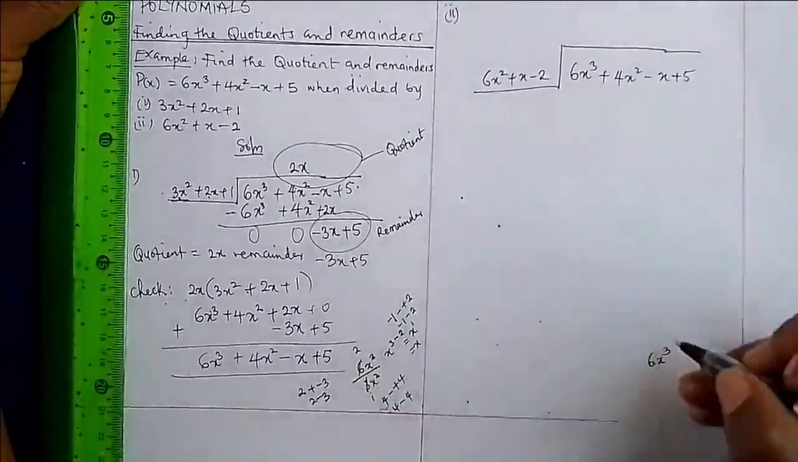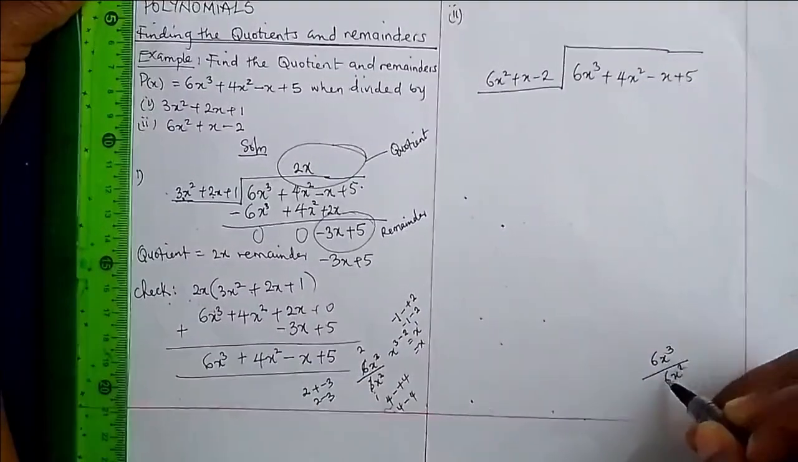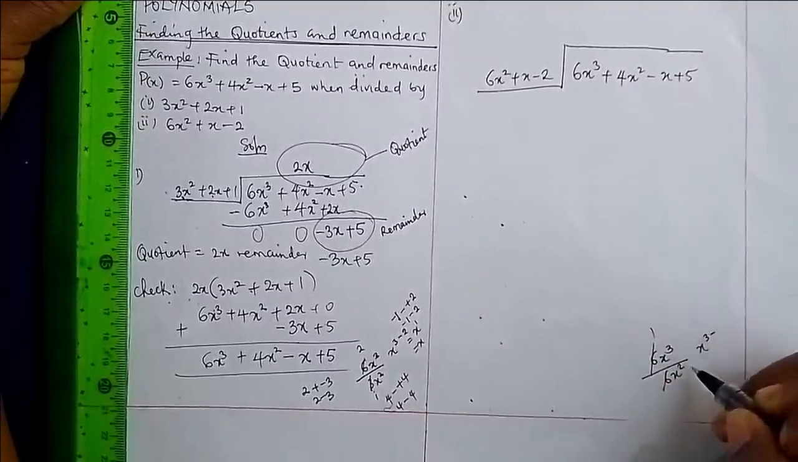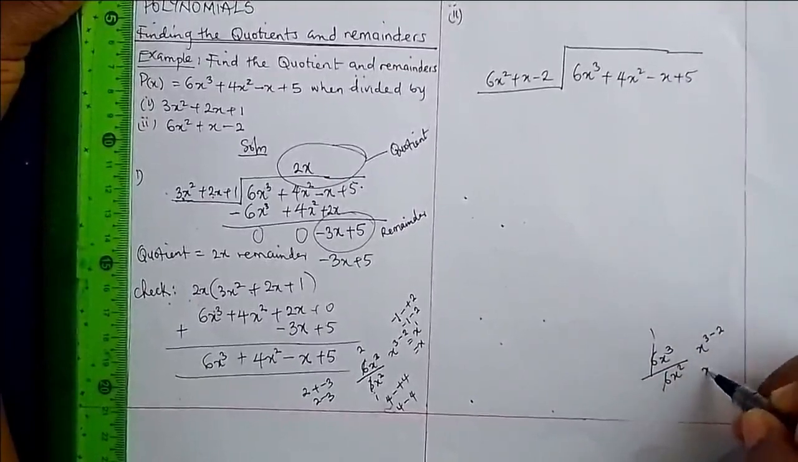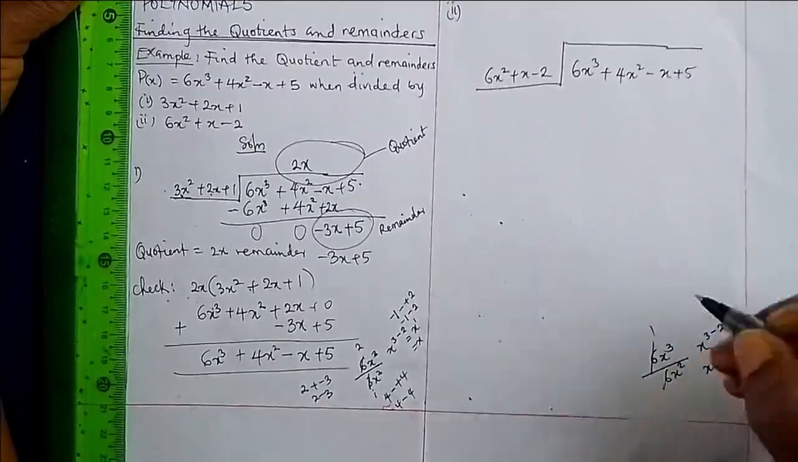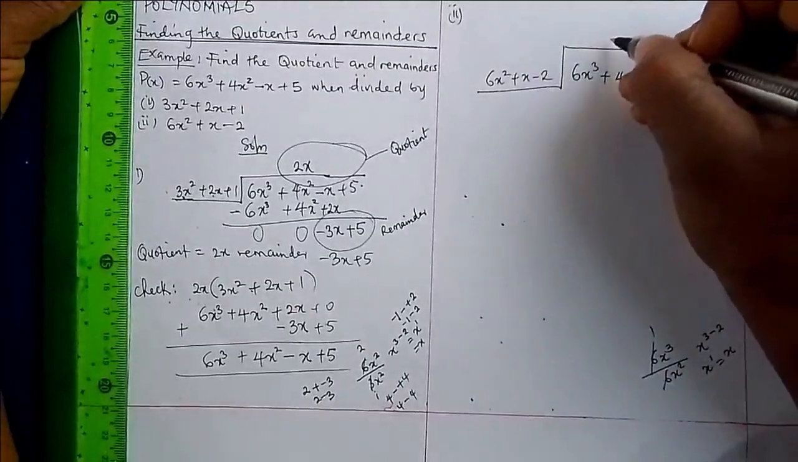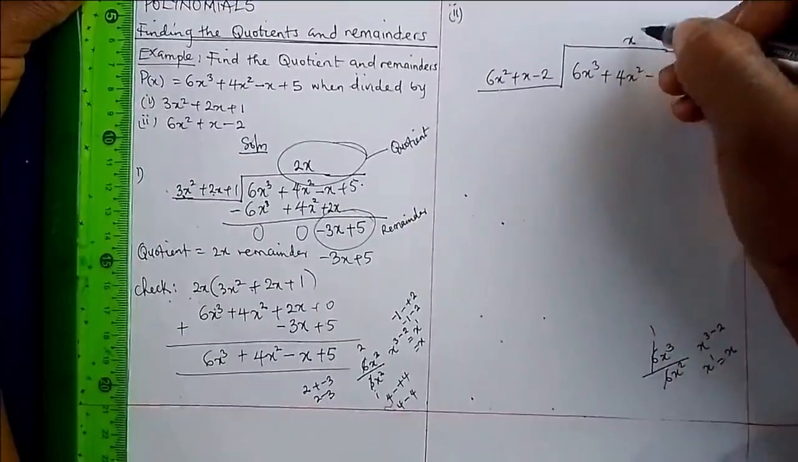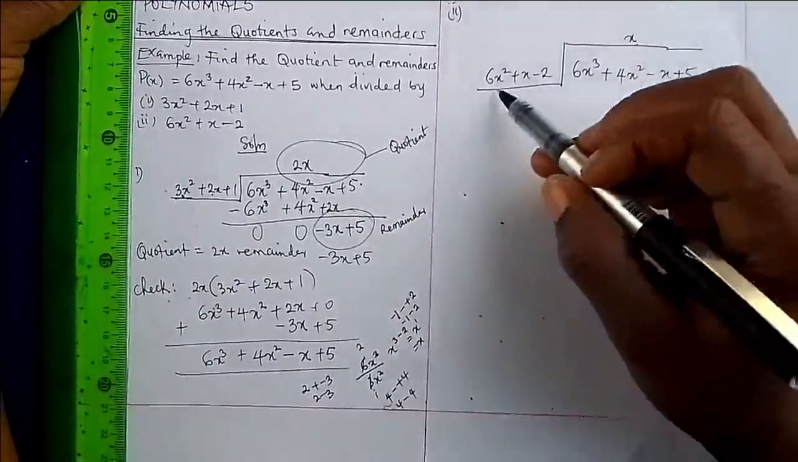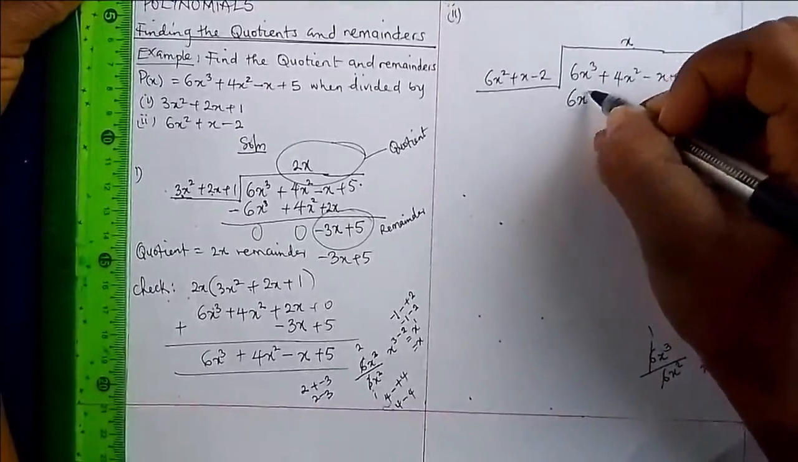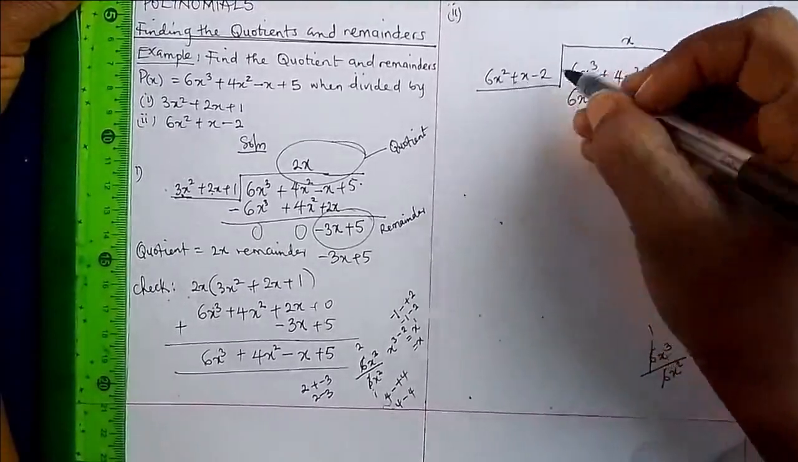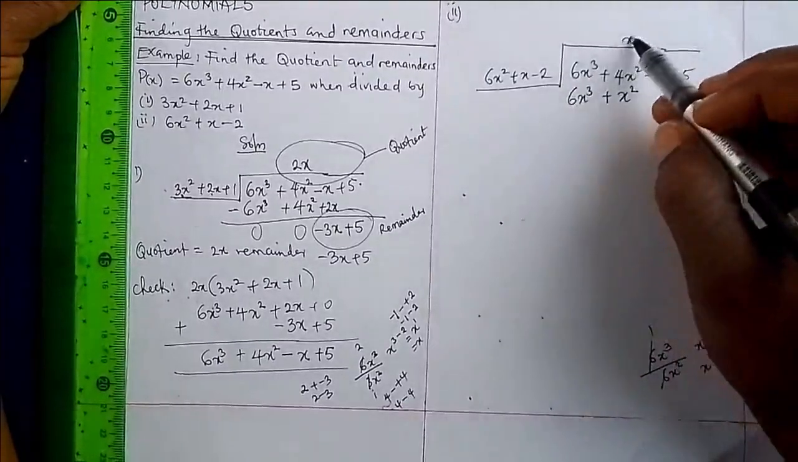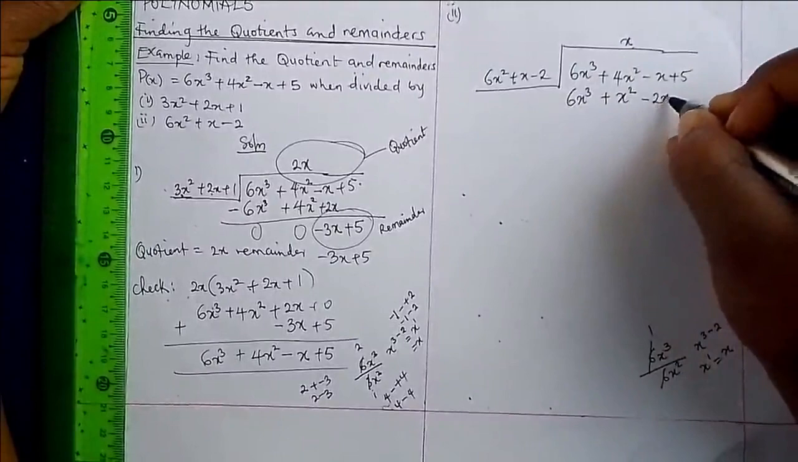So now we have 6x raised to the power of 3 divided by 6x raised to the power of 2. 6 divided by 6 is 1. Then we have x raised to the power of 3 minus 2, that's x raised to the power of 1, which is the same thing as x. So when we divide them, we have x. Now immediately you write your answer, you multiply. x times 6x squared, that's 6x cubed. x times x, that's plus x squared. Then x times minus 2, that's minus 2x.